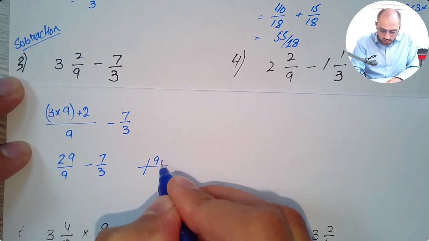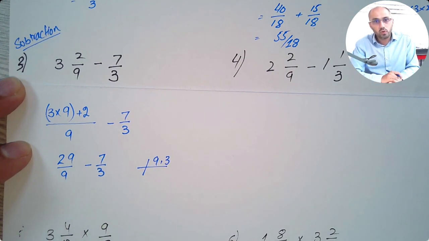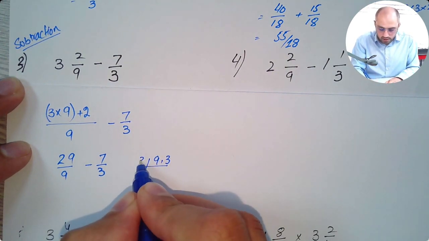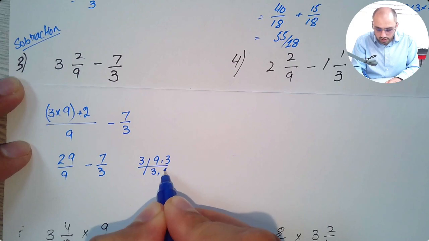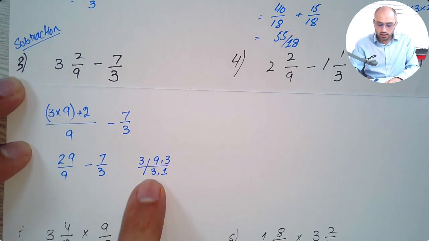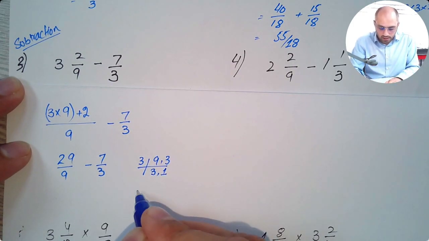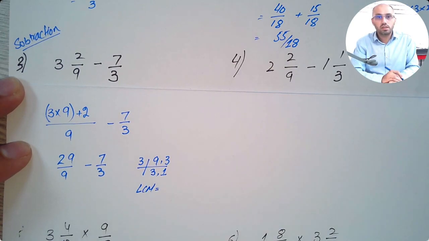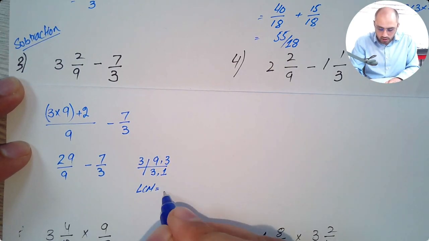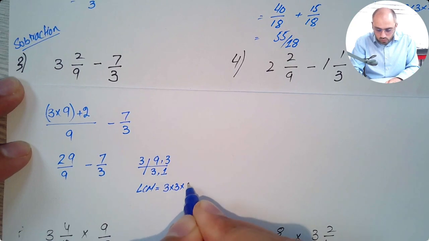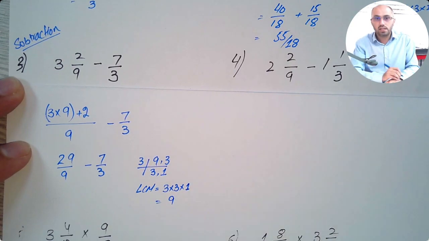I'll write down 9 and 3. Now 9 and 3, they both divide by 3. So I'll divide them both by 3. That gives me 3 and 1. Now I see these two numbers can't be divided. So my LCM, or common denominator, will be 3 times 3 times 1. And that gives me the answer as 9.